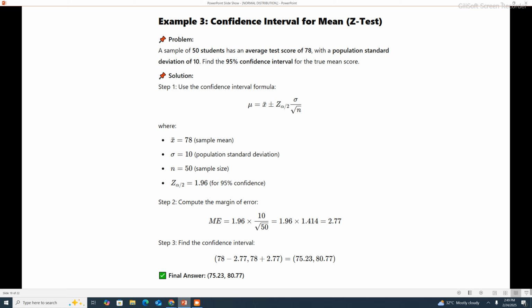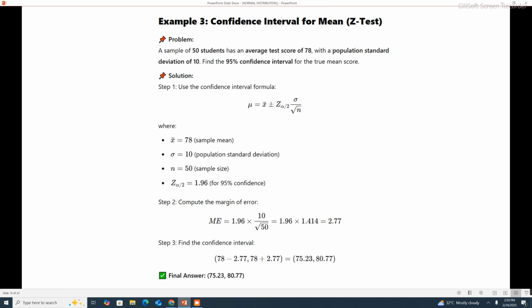Let's just take a sample of 50 students that has an average test score of 78. Now don't forget, once you see 50 students, that means the n is greater than 30. It is Z distribution, so we'll not disturb ourselves. The average score of 78 means the sample mean is 78. The standard deviation is 10.